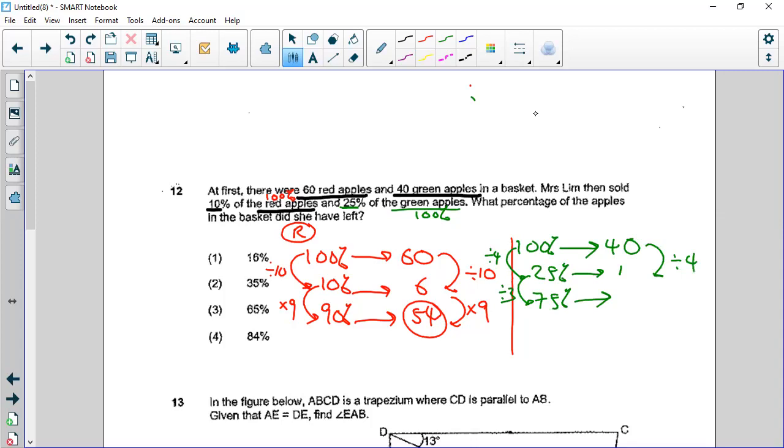Divide by 4 and then times 3. Yeah, times 3. Yes, you're right. Okay, so let me just correct that part. So divide by 4 and then later times 3.